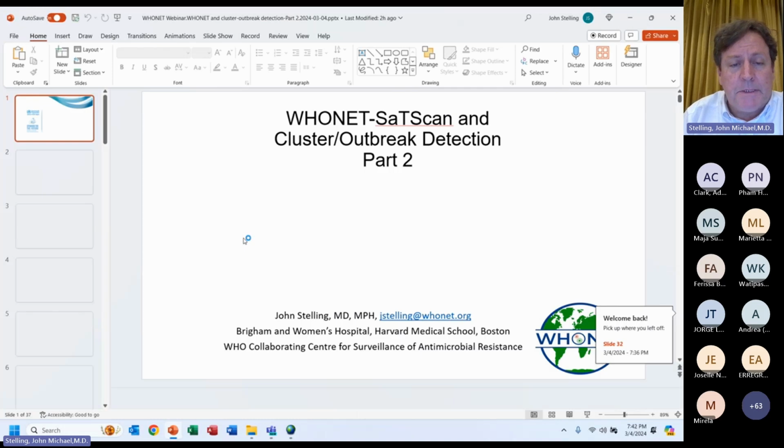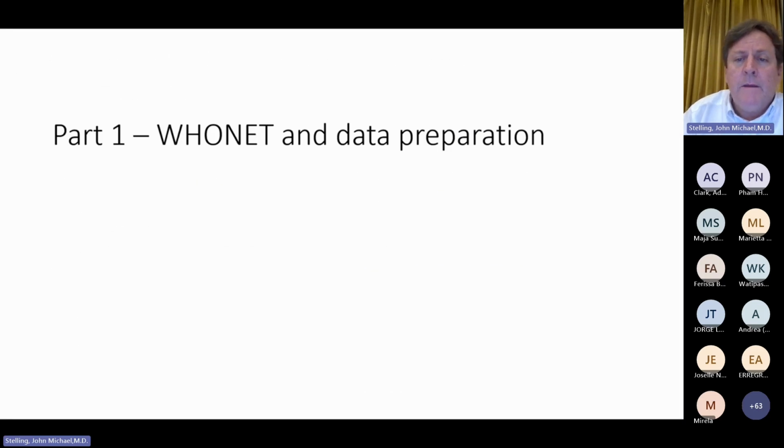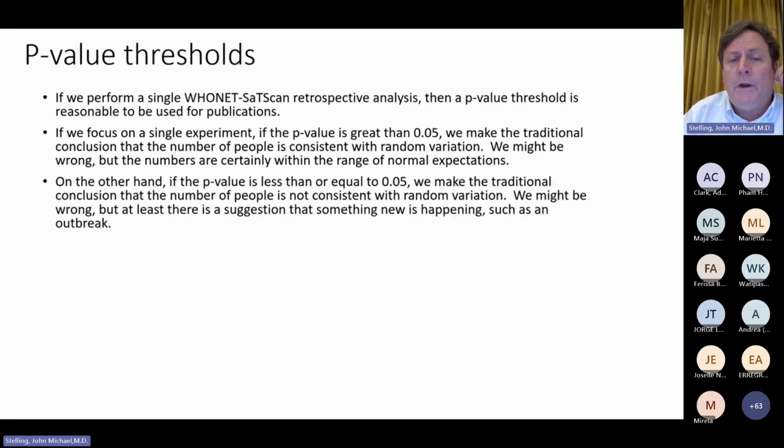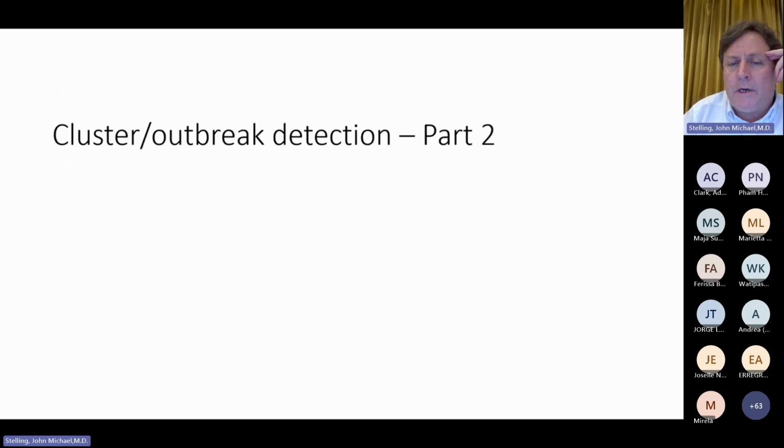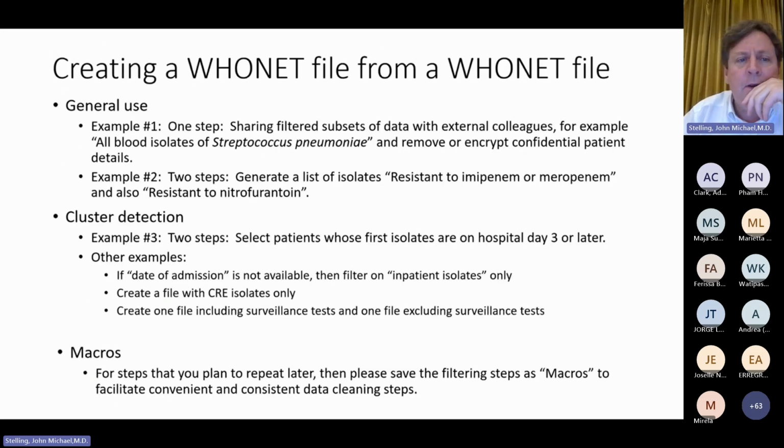So what I just showed you has nothing specifically to do with cluster detection, but it is a common need where you have a collaborator and you don't want to share all of the details with your collaborator. You just want to share certain details. So I've just done example number 1, sharing a filtered subset of strep pneumonia in blood and removing identifiers. And then I just take that new SQLite file, and I send that file to my collaborator.